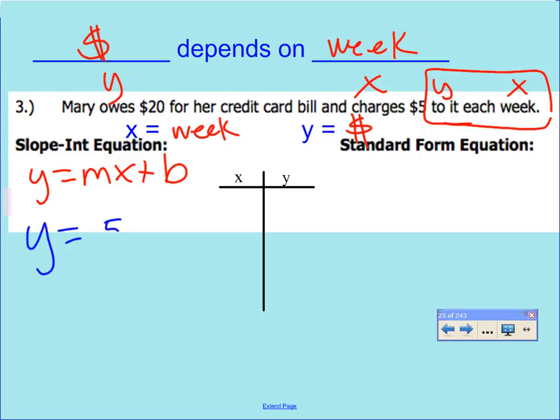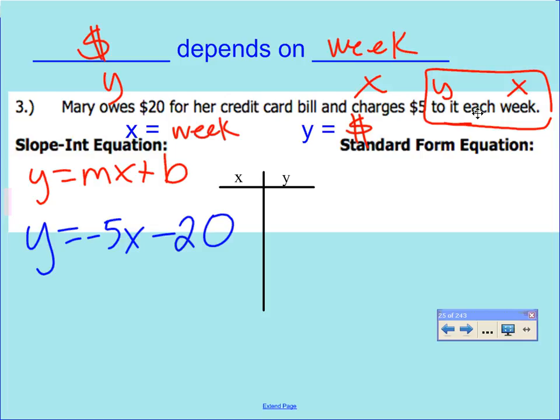Close. She's spending money. You're getting closer. She's spending money. So what about that 5? If she's charging $5 every week, that means she's spending, good job. She's spending $5 every week.